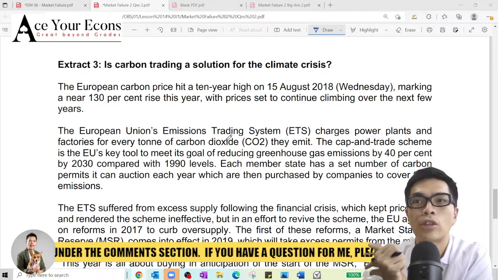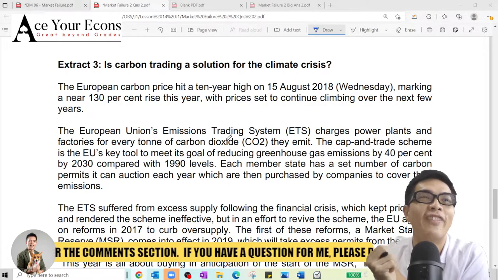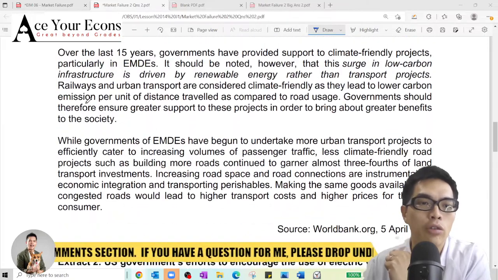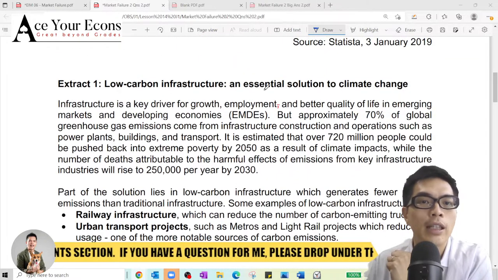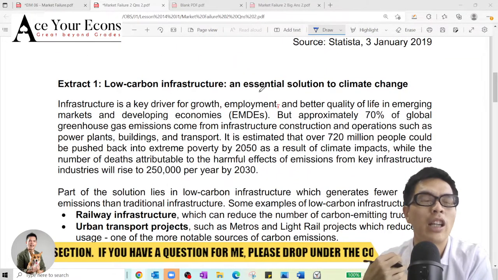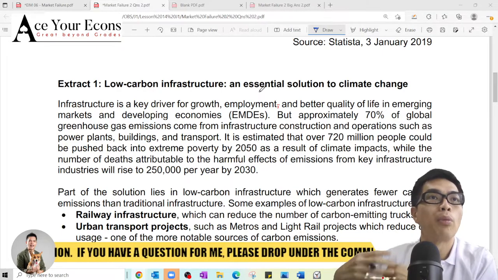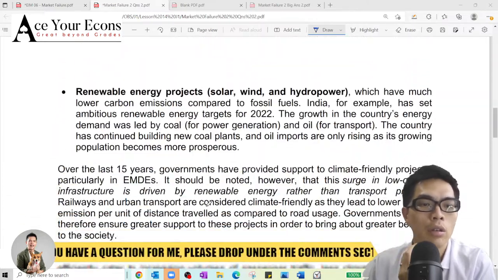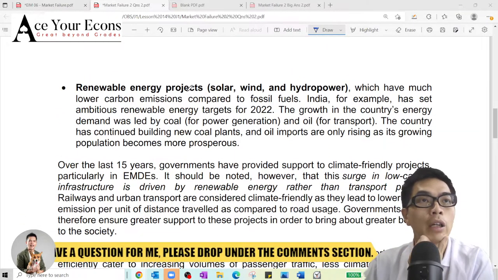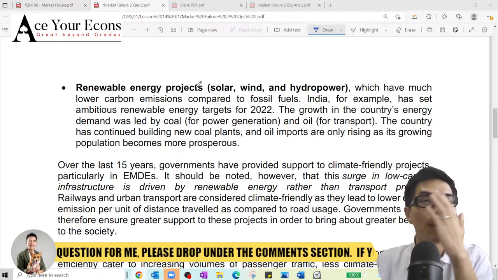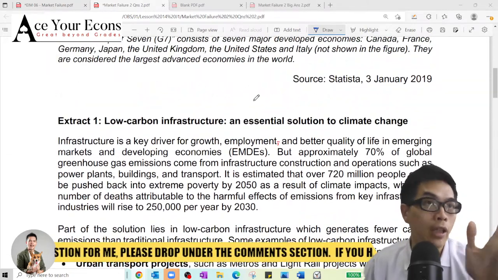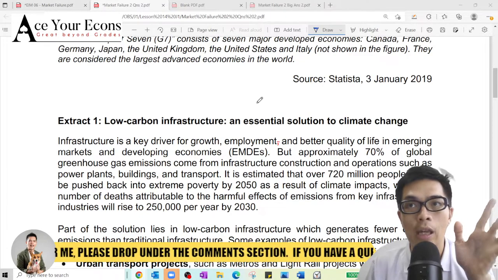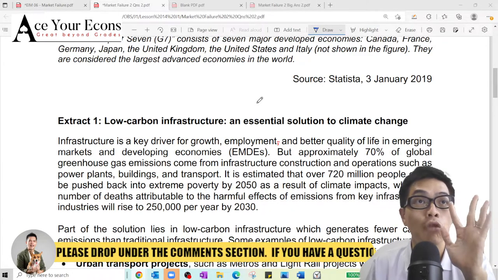Is there any lost soul, lost child out there that I may have missed out? Actually, there is. Extract one: low carbon infrastructure project. So you may want to promote greater production of low carbon infrastructure projects, or subsidize renewable energy. Let me repeat, I will not be using extract one. Our focus today will be on tradable permits and subsidy for EV. Just focus on these two.